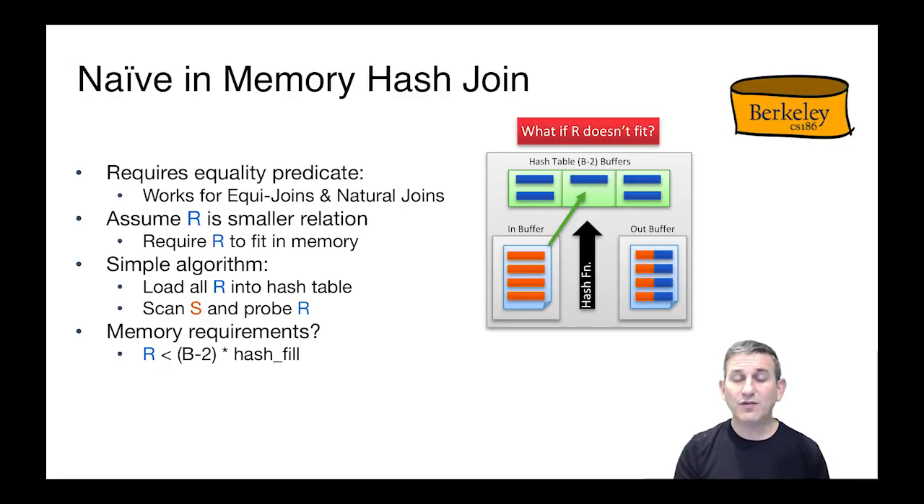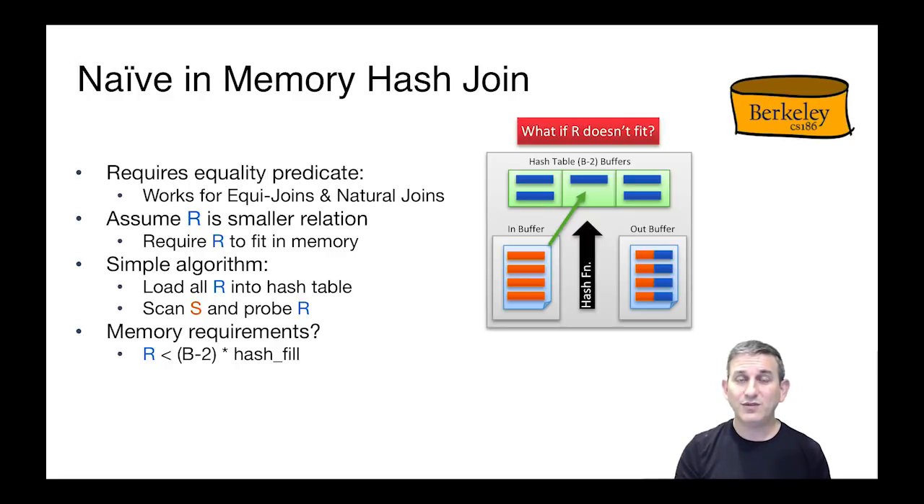Again, this is only going to work for equality predicates, so equijoins or natural joins. And let's assume, without loss of generality, that R is the smaller relation. And with loss of generality, we'll assume that R fits in memory. So we'll obviously extend this later to avoid that assumption. But for now, assume R fits in memory. Then we have this naive simple hash join algorithm, which works as follows.